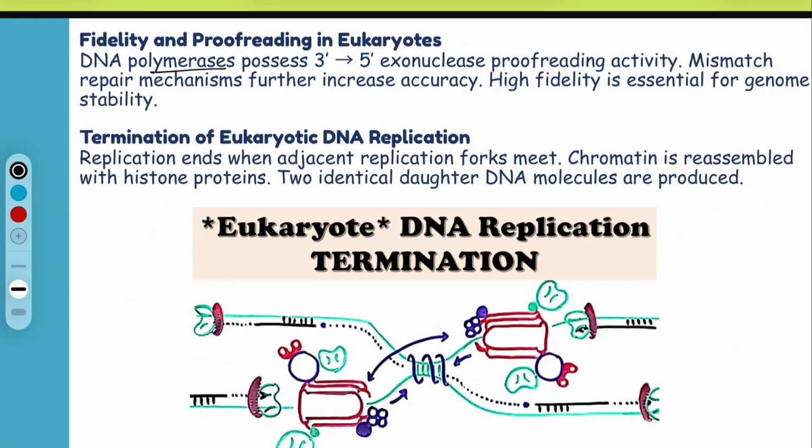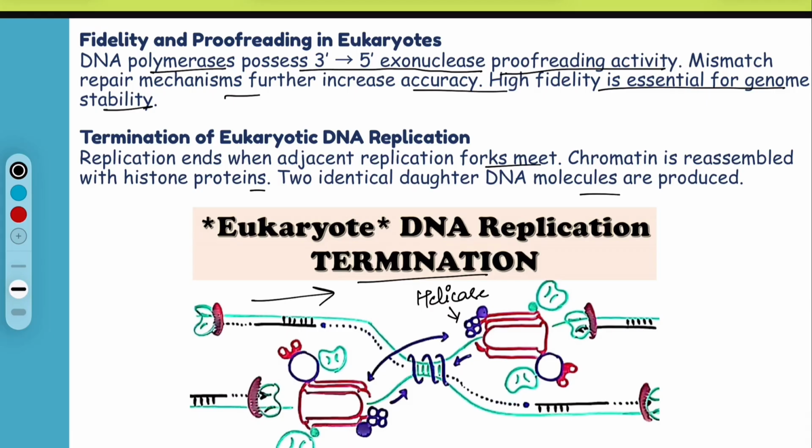Now, proofreading is also important in eukaryotes. Here it is performed by DNA polymerases, which possess 3' to 5' exonuclease proofreading activity, and mismatch repair mechanisms take place to increase the accuracy, which we will cover in next videos. It is very essential for stability. Now, the last process is the termination of eukaryotic replication, which is very important. When bubbles are made, multiple origins are there, so at some end, the forks will meet.